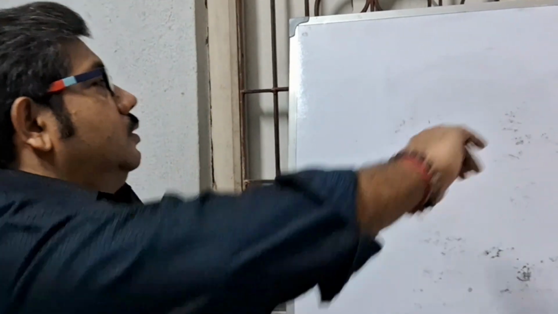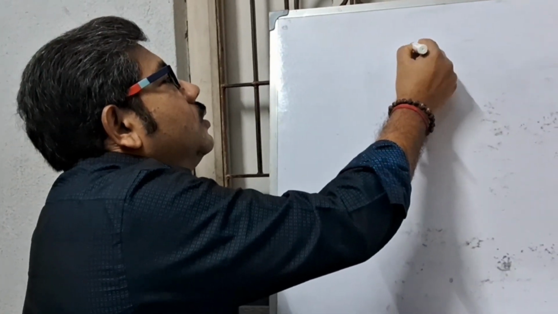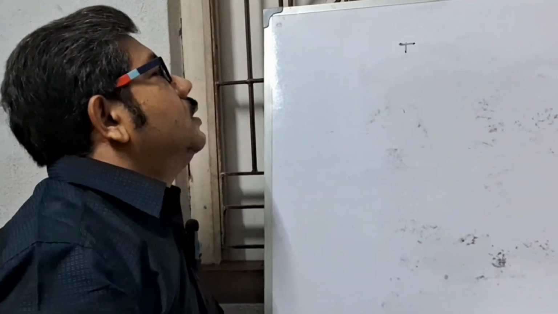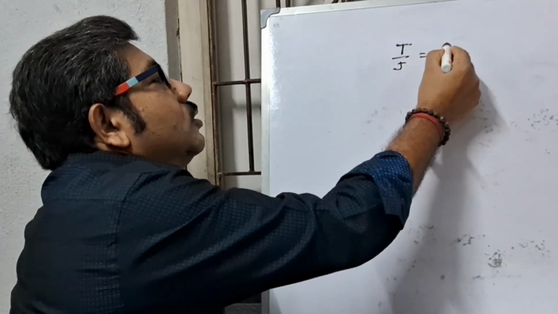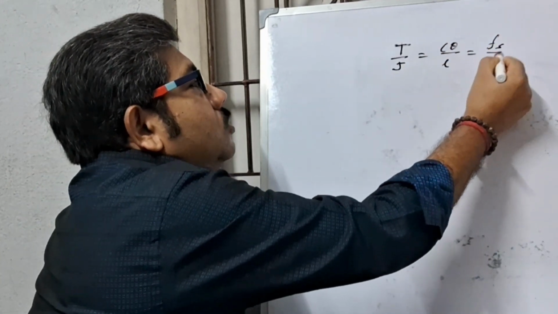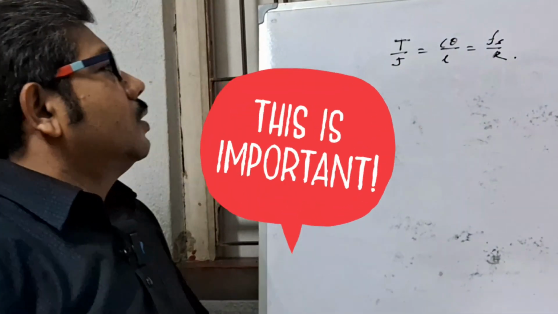Okay, look at the board please. Now I will prove T by J equal to C theta by L equal to Fs by R.